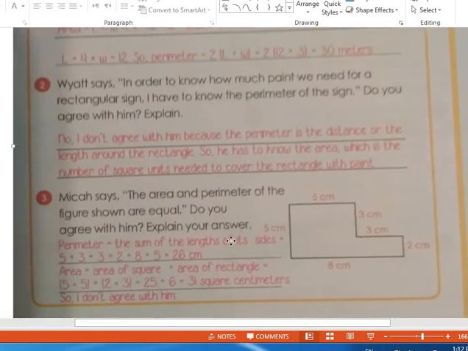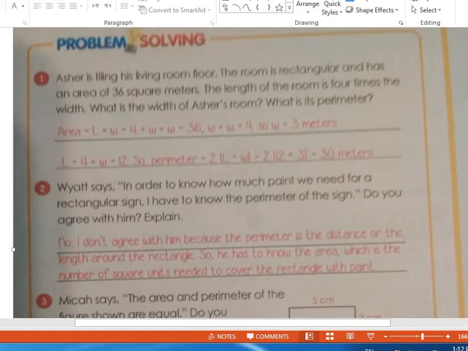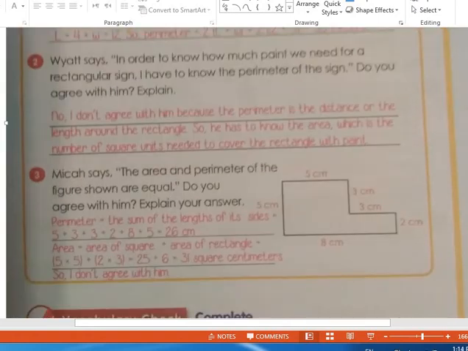Okay, White says, in order to know how much paint we need for a rectangular sign, I have to know the perimeter of the sign. Do you agree with him or not? Explain. When I want to know how much paint we need for a rectangular sign, I need to know the perimeter or the area.